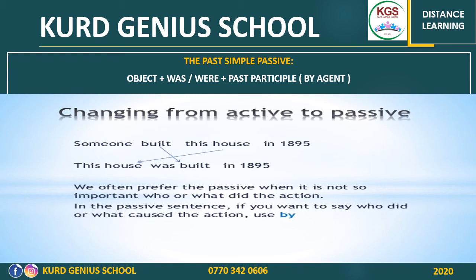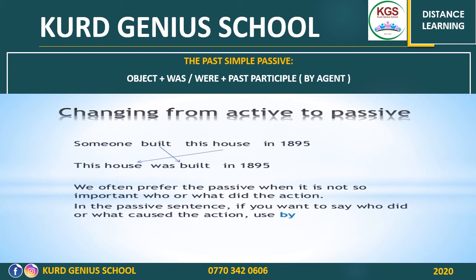And you know this house is the object of the sentence. Why? Because the action of building is being performed on the house. And in 1895 is the complement. You don't care about that. Now, this house is the object. When you make the sentence passive, you put the object at the beginning of the passive sentence.